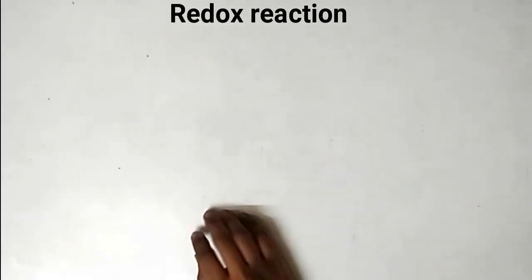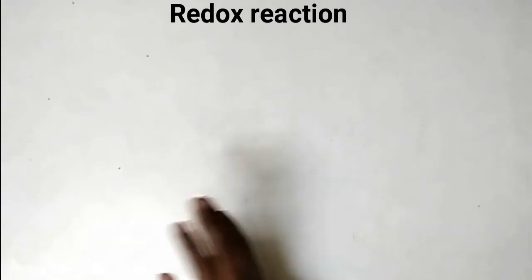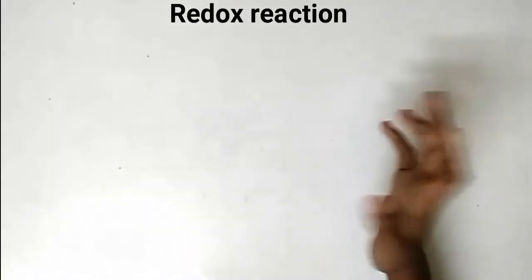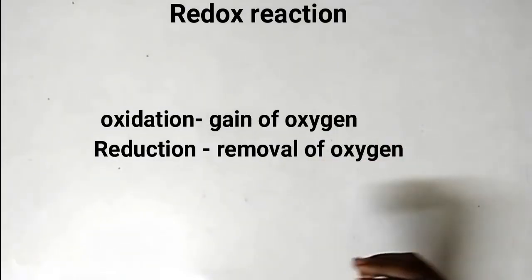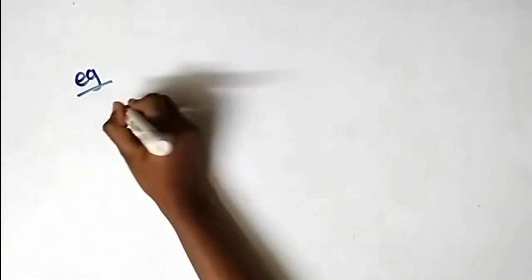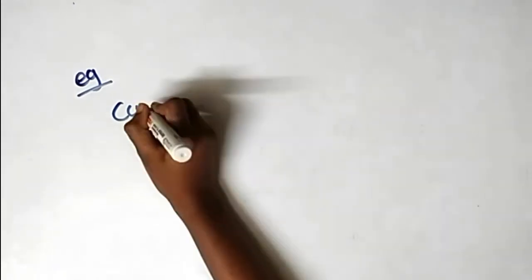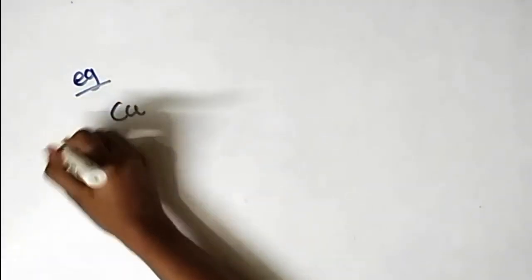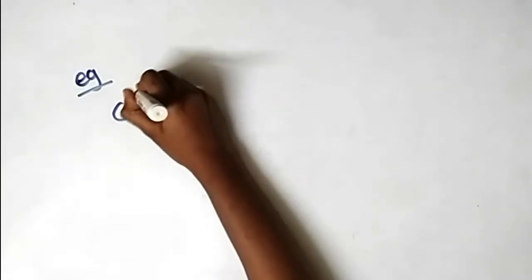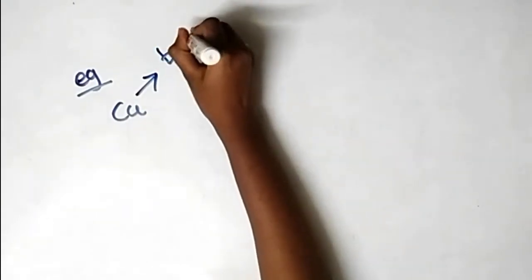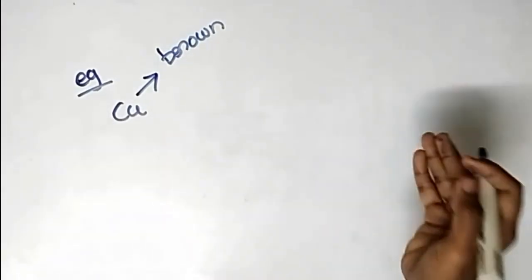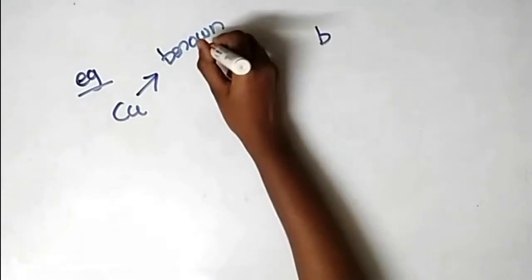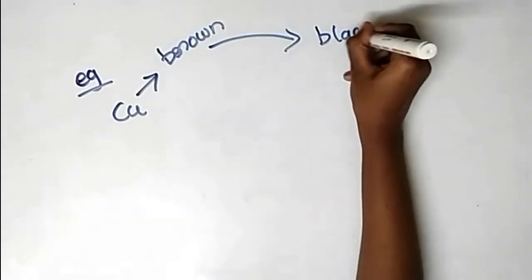Next, we are going to study about the oxidation and the reduction reaction, that is the redox reaction. So, oxidation is the gain of oxygen and reduction is the loss of oxygen. So, for example, take some copper powder in a china dish and heat it. We all know that copper is brown in color, and the brown copper turns black while heating.